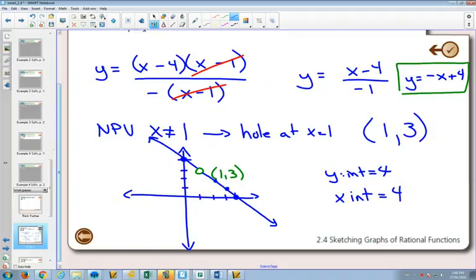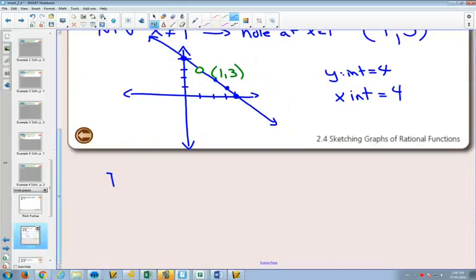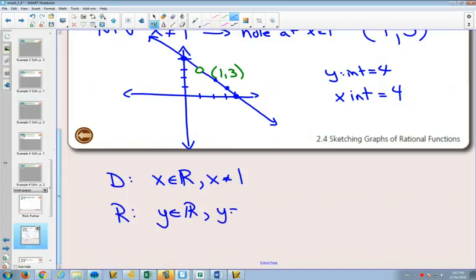Now the question also asked us to say the domain and the range. The easiest way to say the domain is that the domain is everything except x can't equal 1. So it's everything but x can't equal 1. And the range is everything but y can't equal 3. That's our set notation.